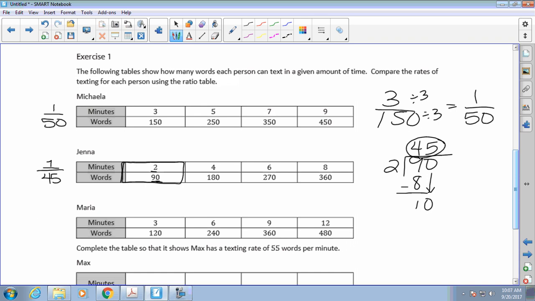180, yeah. And if we took 6 times 45, we'd get 270. 8 minutes times 45 for every minute, we would get 360.